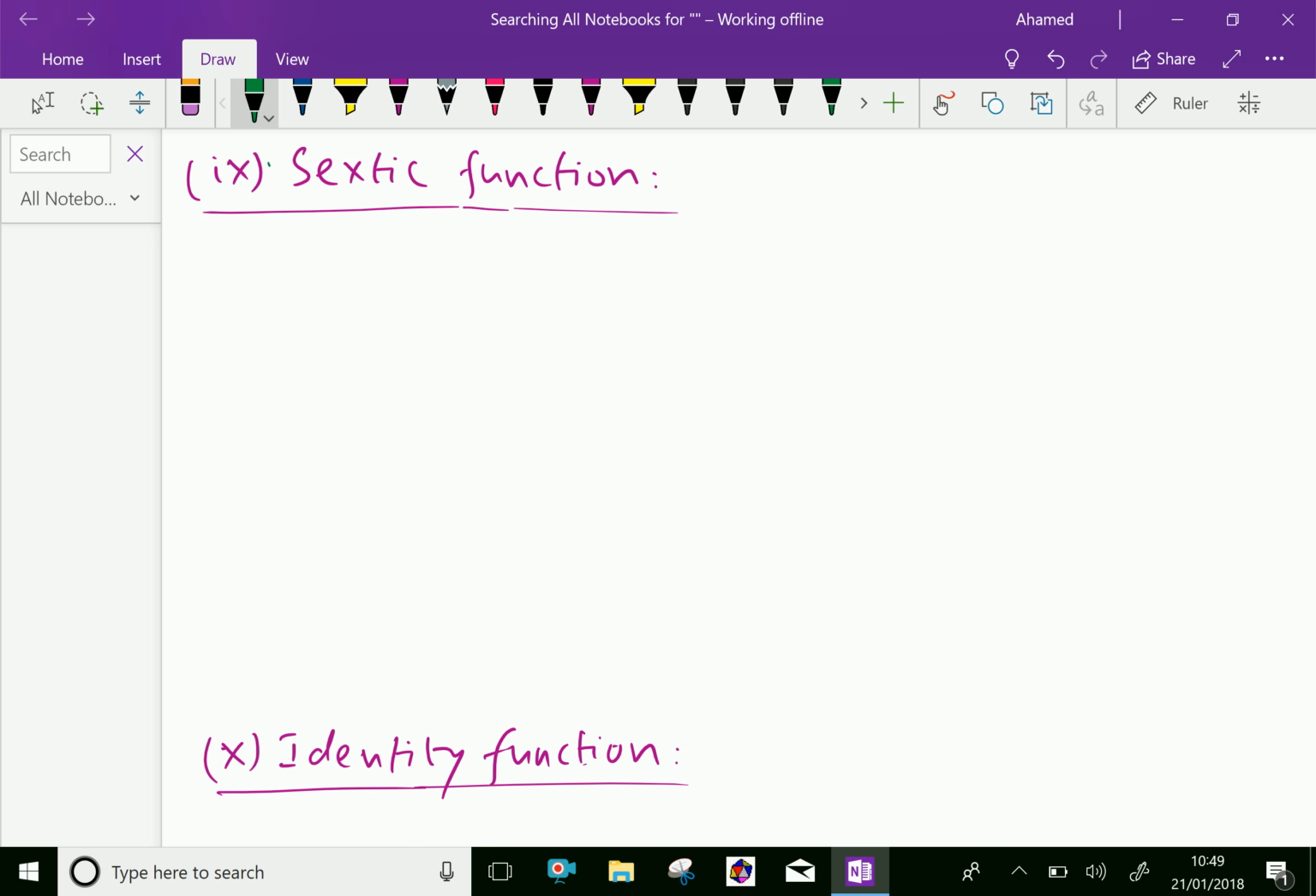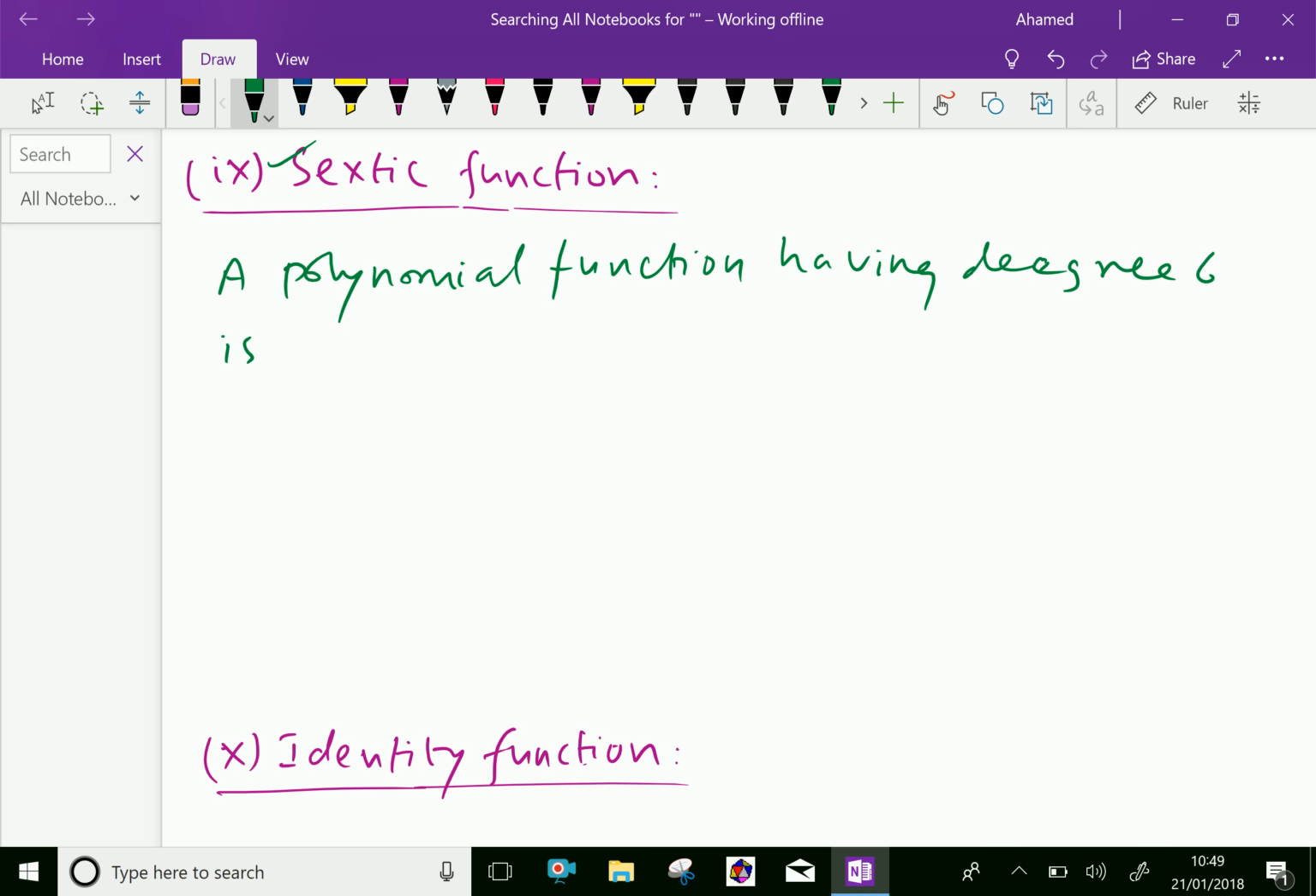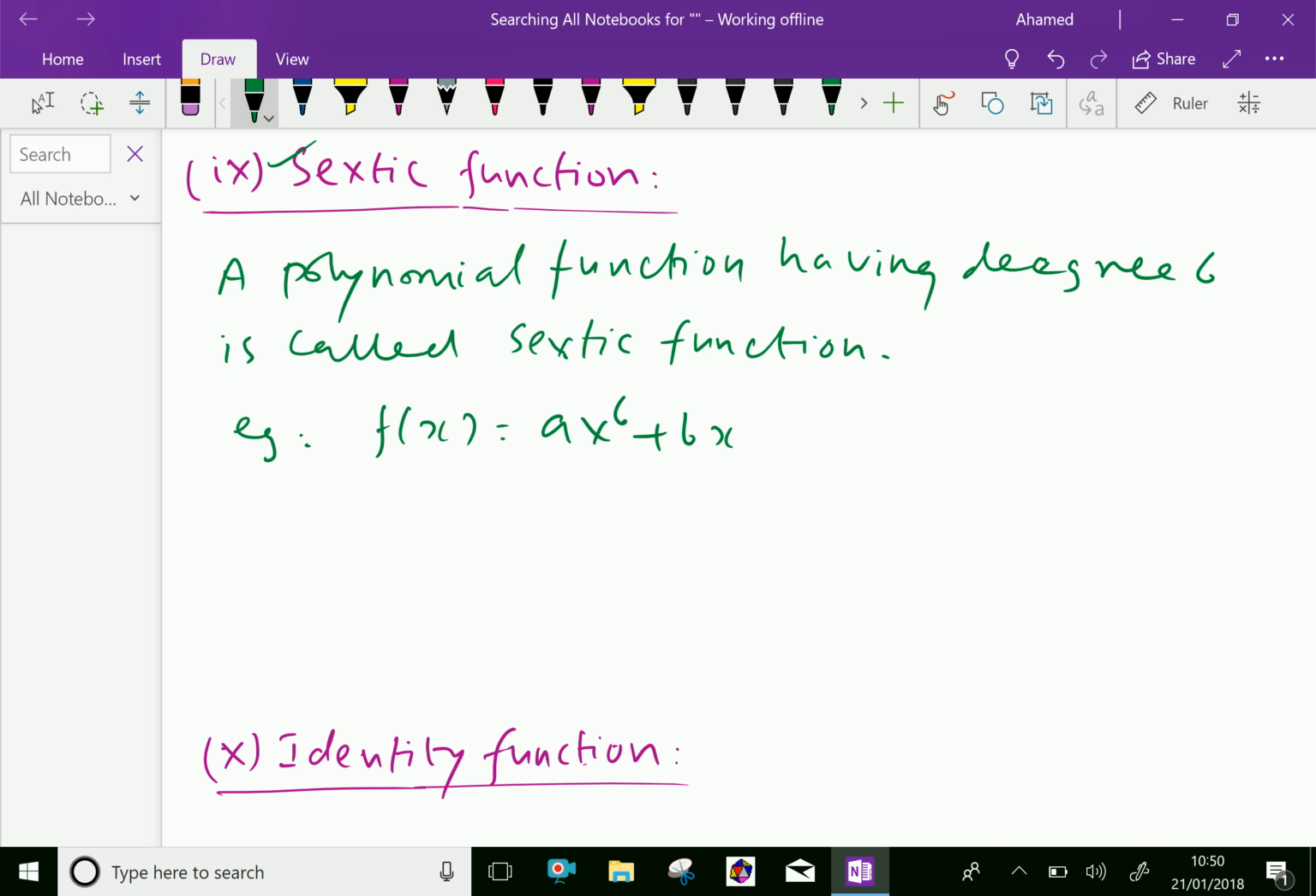Next one, sextic function. A polynomial function having degree six is called sextic function. Example, f of x equal ax power 6 plus bx power 5 plus cx power 4 plus dx cube plus ex square plus fx plus g is an example of a sextic function, since it has a degree of 6.